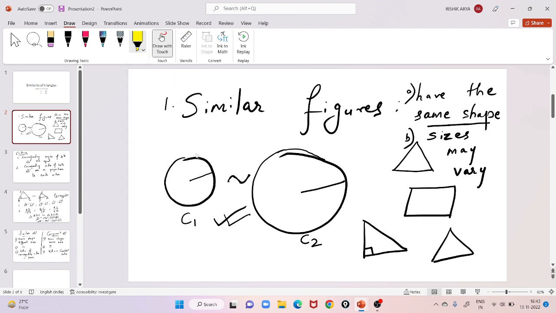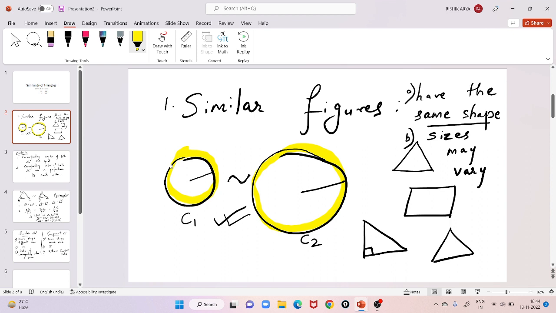similar triangles. What does it mean? If we take a circle like this, this is a circle, this is another circle. Both are circles, both have the same shape, but their sizes are different, so they are similar. They are not congruent. In case of congruency, the size should also be the same. Okay, so in case of circles, all circles are similar because they are of the same shape. Their radii are different, diameters are different, so their sizes are different. So circles will always be similar to each other.